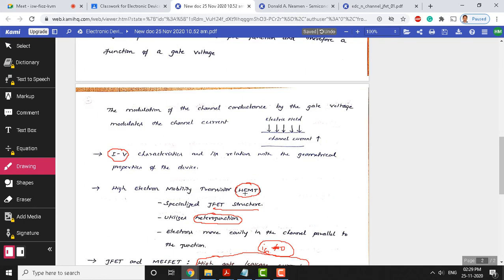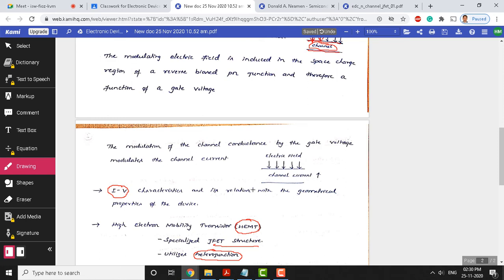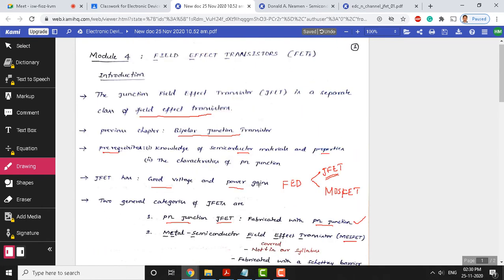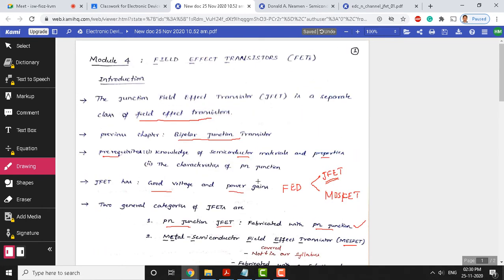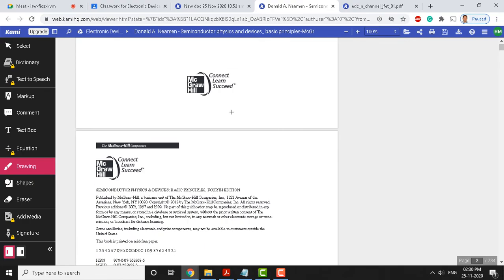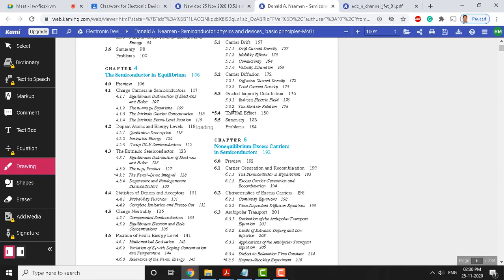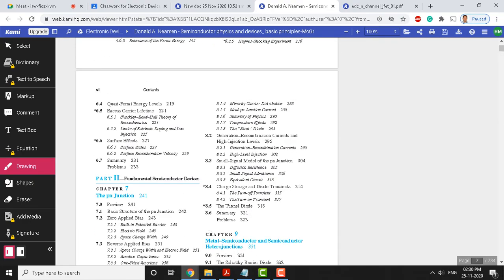Any questions are there? Do you have any questions related to this? Otherwise, we'll just move on to the introductory part and see what all the things we need to cover up.